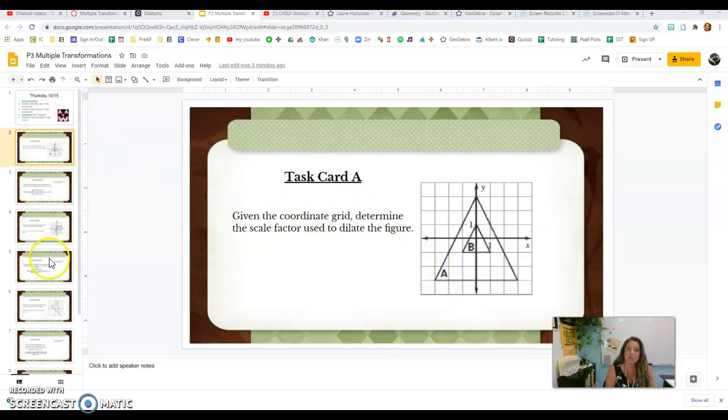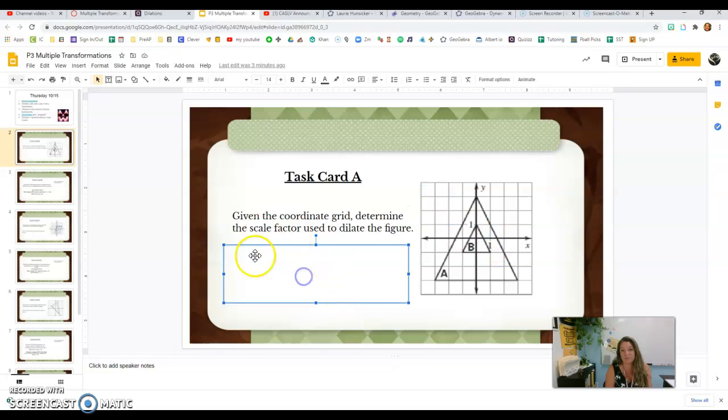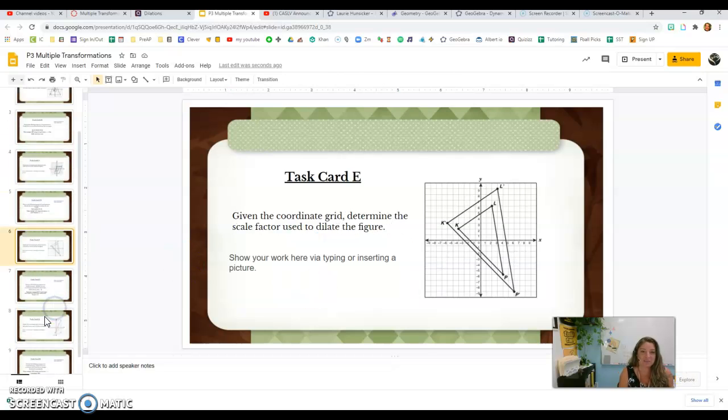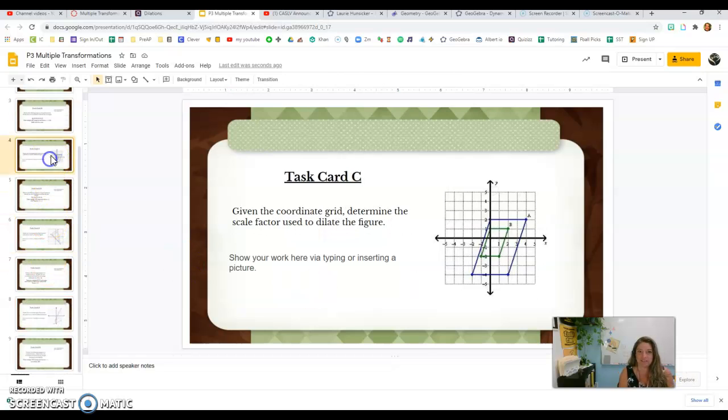First of all, this is what your assignment looks like. It is a Google slide, and the first thing I want you to notice is that you're not going to be able to click and drag on anything. The only thing you can do is click on a text box, but you'll be able to type right into this text box, okay? You can either send in a picture of your work or you can type right into it. And I'm actually going to type right into it. But this is what you do for task card A, C, E, anything with a picture on it, okay? Any of these ones with a picture.